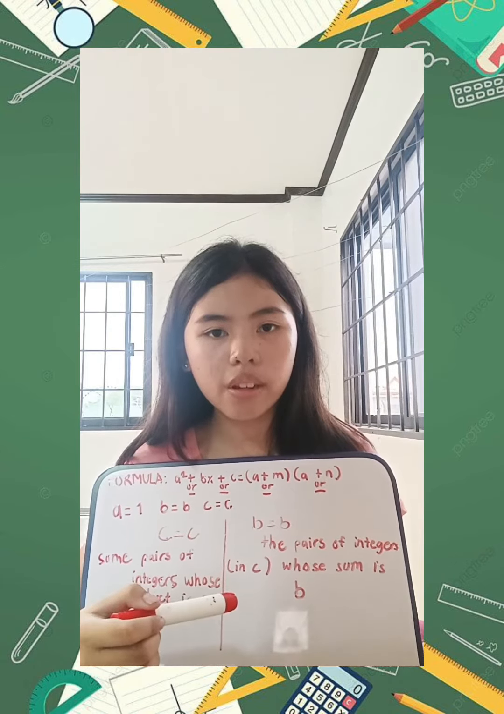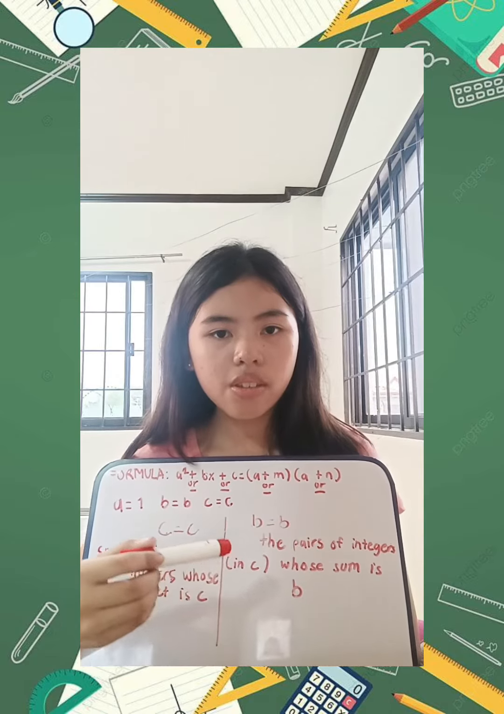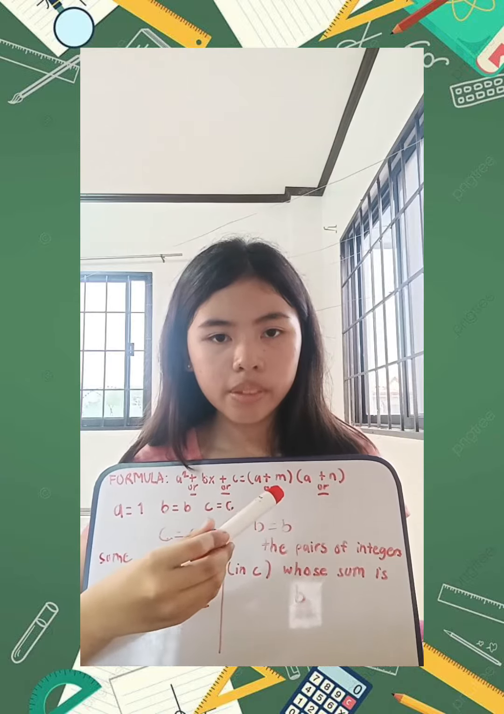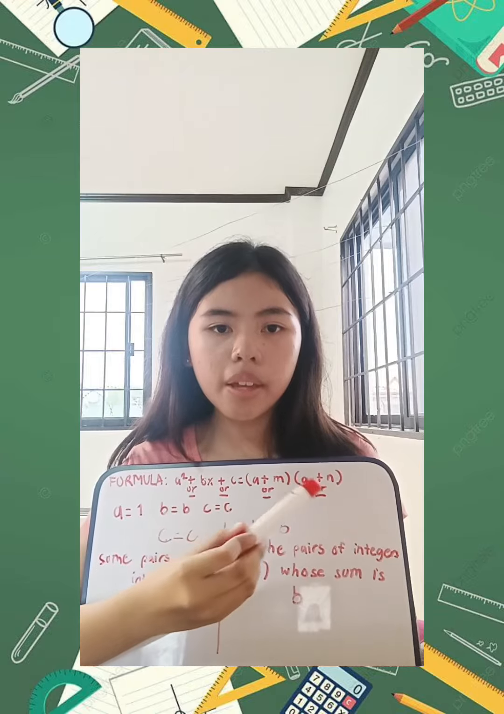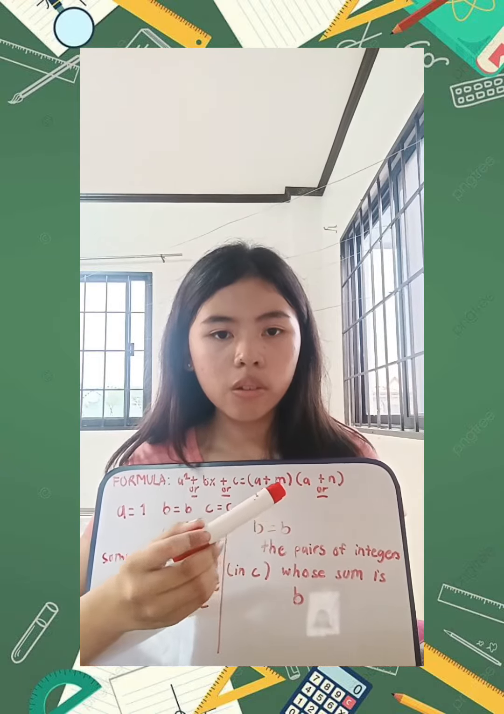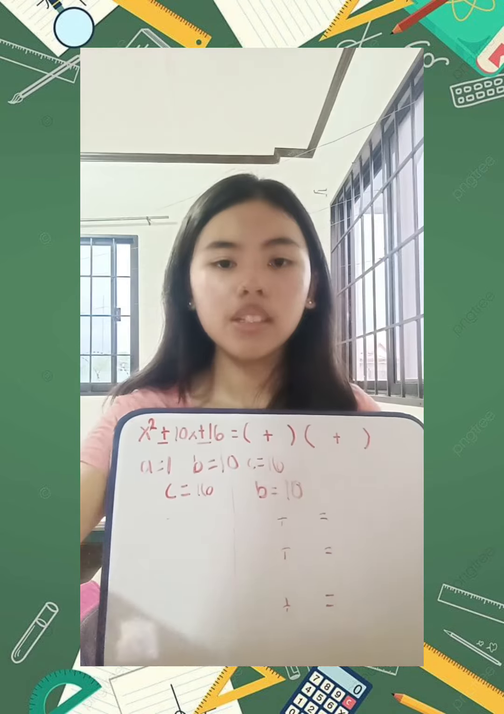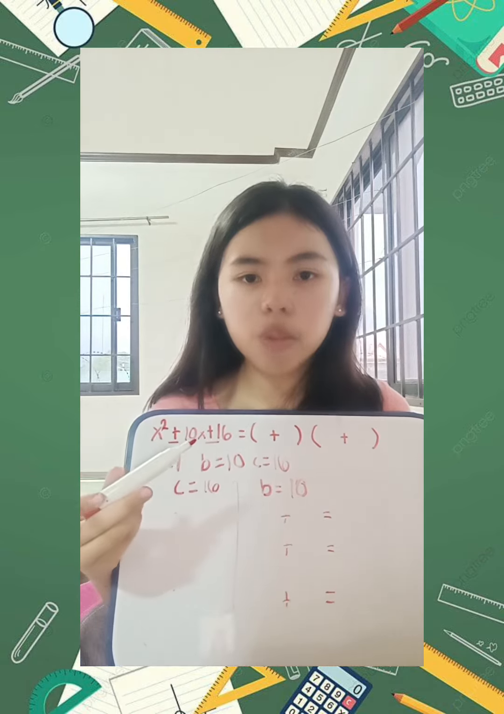And once you find the pair of integers that is equal to B, the answer is x plus or minus M times x plus or minus N. M and N represent the pair of integers whose sum is equal to B. Let's try to solve this. X squared plus 10x plus 16.